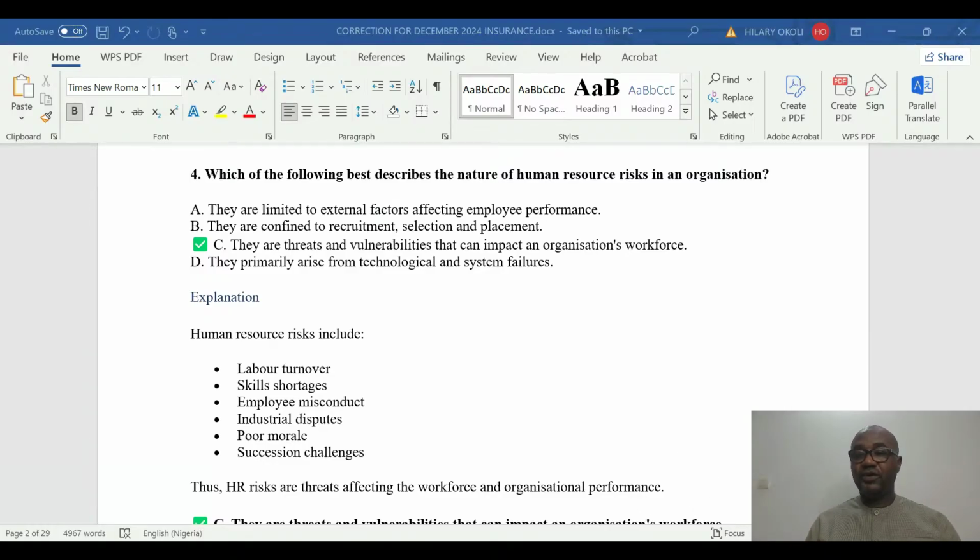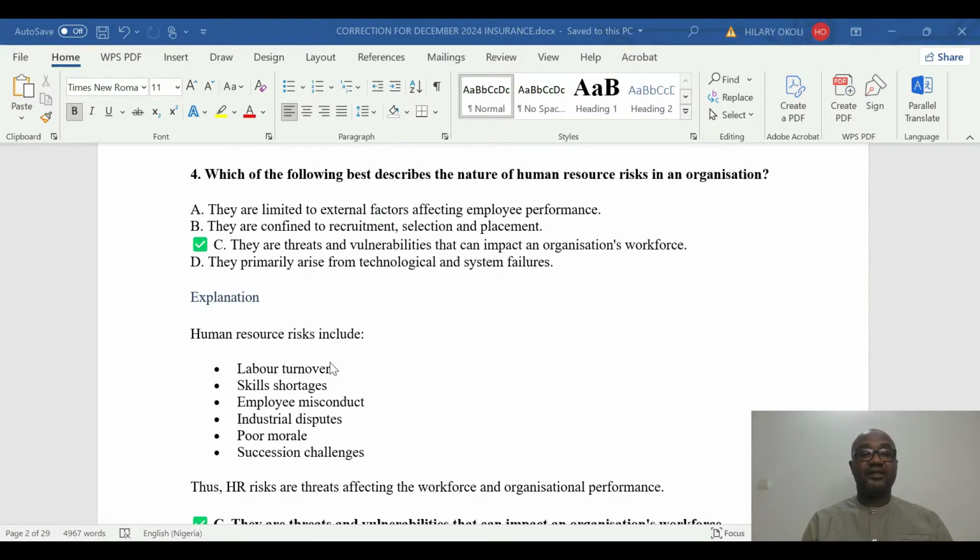So I dropped something on the chat. You can respond. So look at the next question, and we are saying here, which of the following best describes the nature of human resource risk in an organization? Which among the four options best describes the nature of human resource risk in an organization? And it's simply saying they are threats and vulnerabilities that impact the organizational workforce.